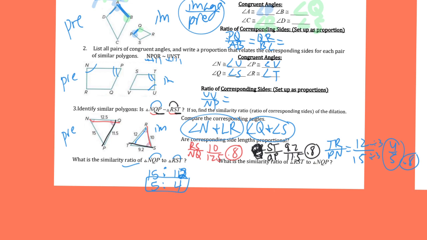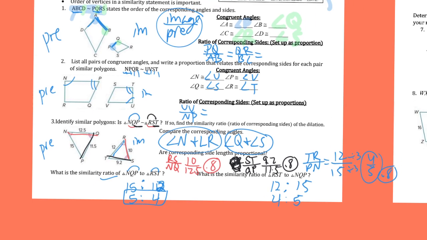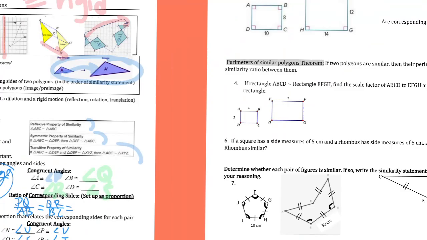If I ask you to write a similarity ratio, go in the order it says. If I asked you the opposite, you would do the opposite order of those related sides. So you could do 12 to 15 and reduce it to get 4 to 5. Most of the time we won't write a ratio. Most of the time we're going to do a scale factor, or we'll write a proportion about it.